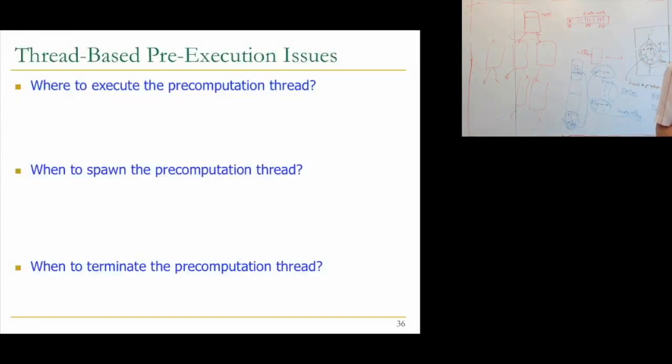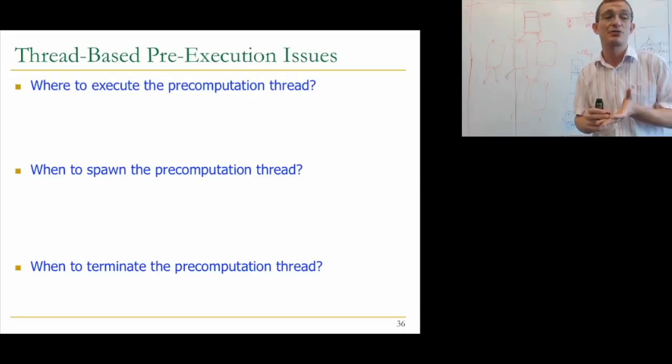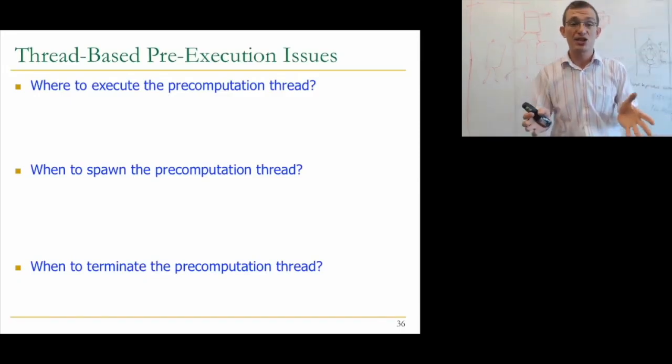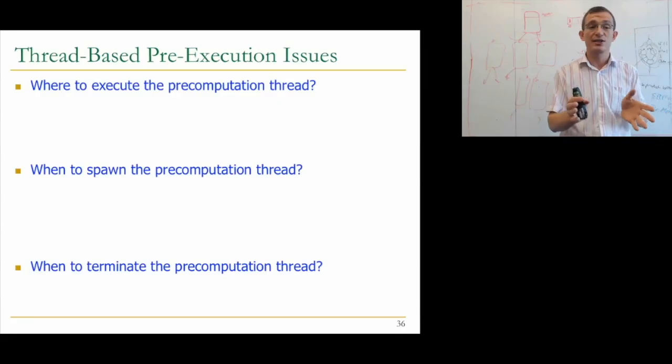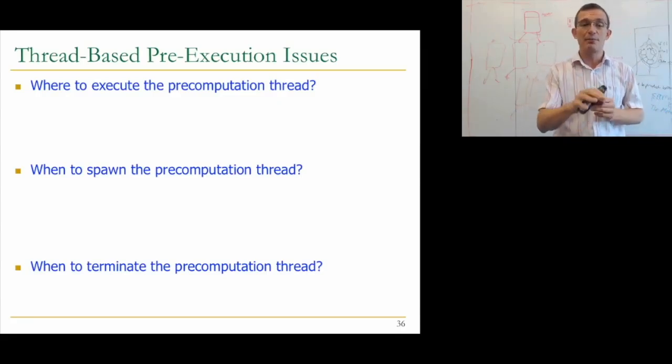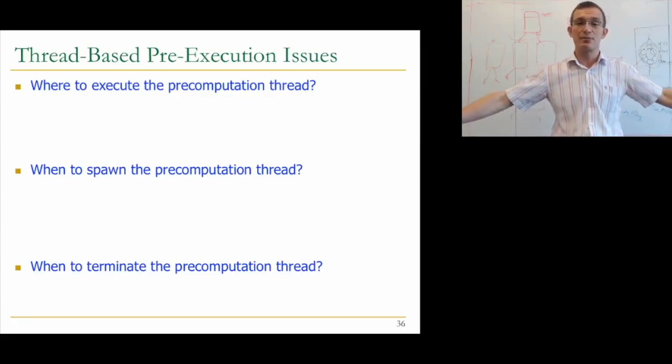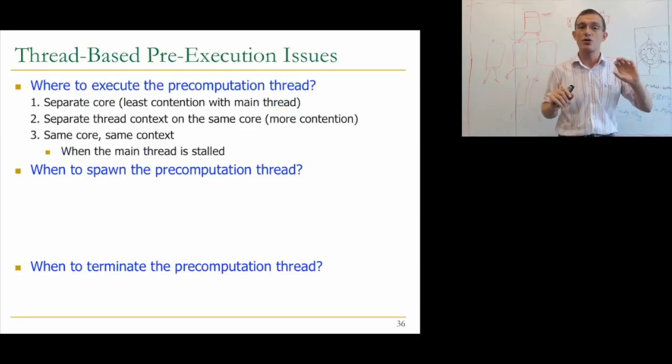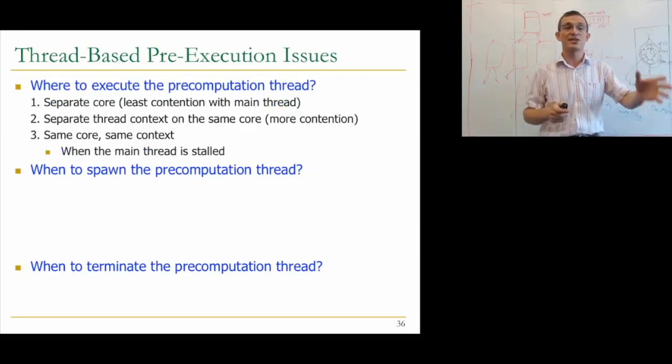So that's the generalized idea. With generalized thread-based pre-execution, there are three key questions. Where do you execute this pre-computation thread? Basically, you can think of this thread that's generating results, prefetches and branch prediction outcomes as the pre-computation thread, right? Where do you execute this? When do you spawn this pre-computation thread? When do you terminate the pre-computation thread? These are key issues. I'm not going to go into these in detail, but we'll talk about several options.